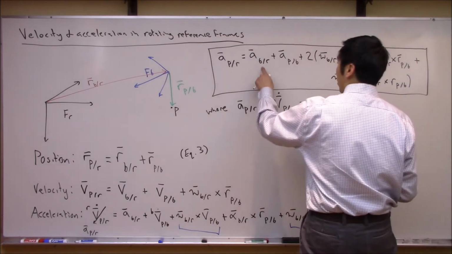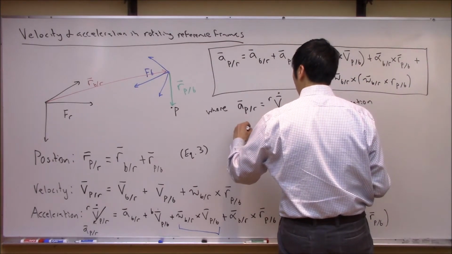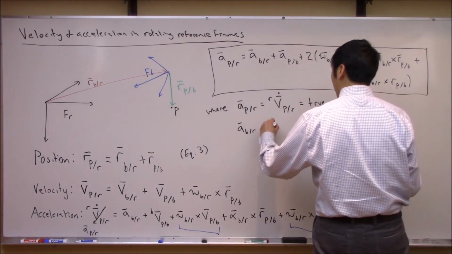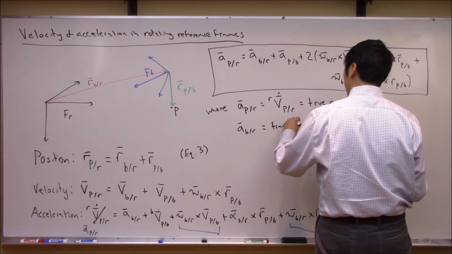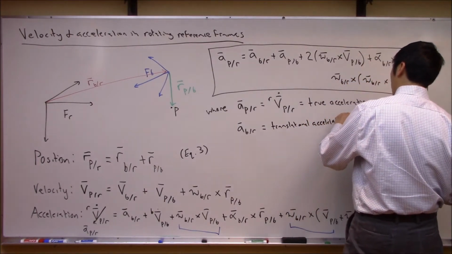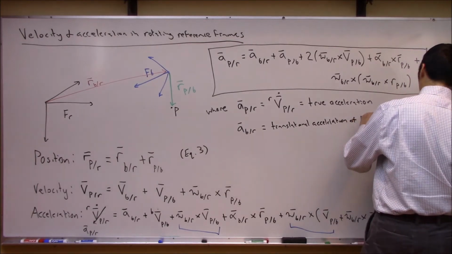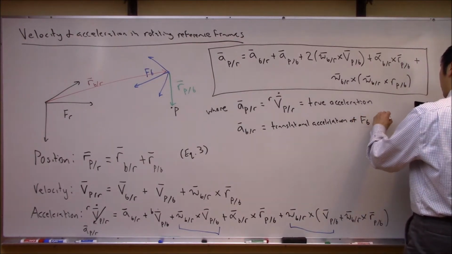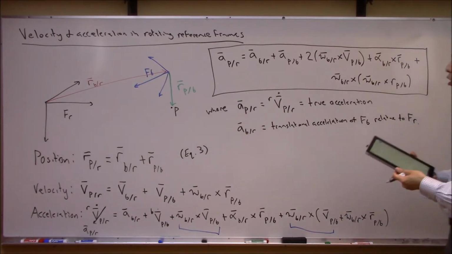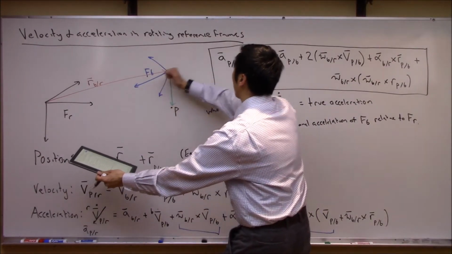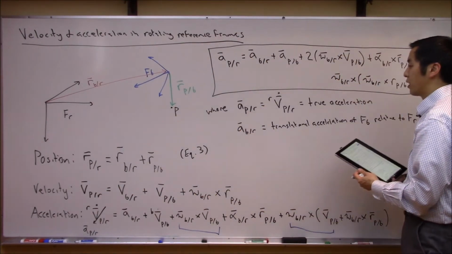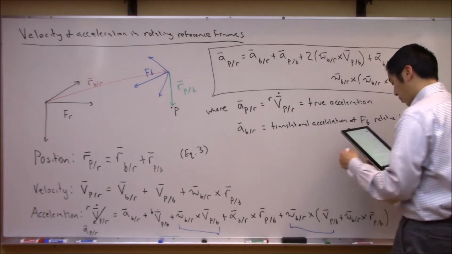Now, let's talk about this term, A_B with respect to R. This is the translational acceleration of FB relative to FR. In other words, is this frame B accelerating away from frame R? How's it translating when it does that? That's what this vector describes, okay?